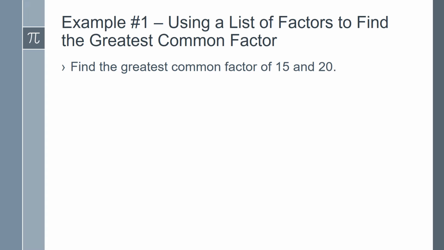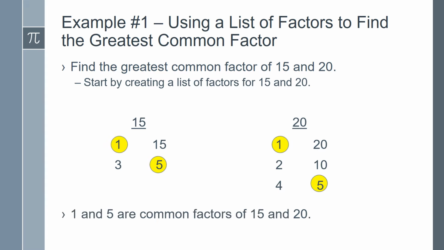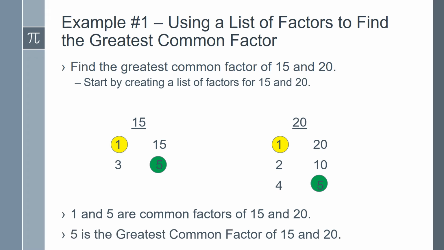Example number 1. Find the greatest common factor of 15 and 20. This time we will use the list of factors method. So we'll start by creating a list of factors for 15 and for 20. For 15 we have 1 and 15, and 3 and 5. For 20 we have 1 and 20, 2 and 10, and 4 and 5. Next we'll circle all of the common factors, in this case 1 and 5. The greatest of these is 5, so the greatest common factor of 15 and 20 is 5.